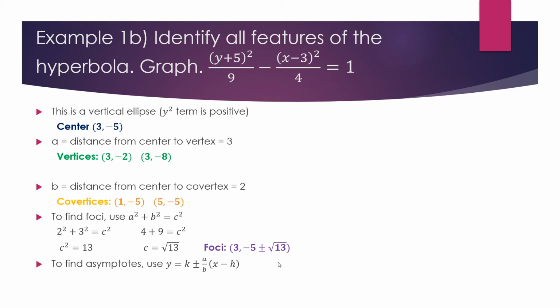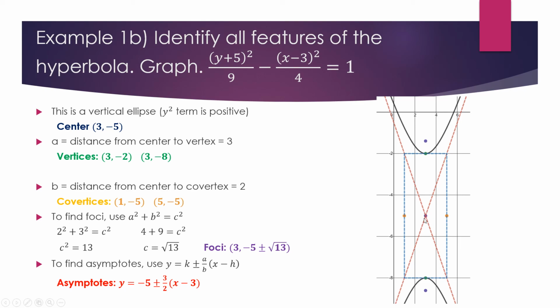Same idea with our asymptotes. Now if we substitute in 3 for h, negative 5 for k, 3 for a, and 2 for b into the vertical hyperbola asymptote equation, we get y equals negative 5 plus or minus 3 halves times x minus 3.